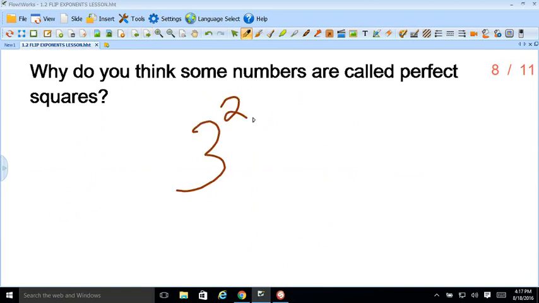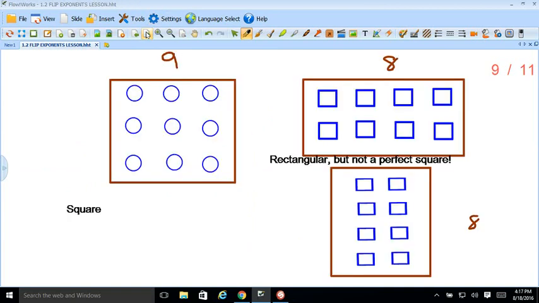3 to the second power. 3 squared, we say. Why do we say squared? Well, here's why. You can literally make an array, as you learned in 4th and 5th grade. Here we have 9 circles, and we have 3 rows and 3 columns. So it's a 3 by 3 array, and it makes a perfect square. 9, the value of how many dots there are, is called a perfect square number. 8 is not a perfect square. You can use the factor pairs of 8, 1 times 8, 2 times 4, but you can never make an actual perfect square. You can always make a rectangle, but not a perfect square.